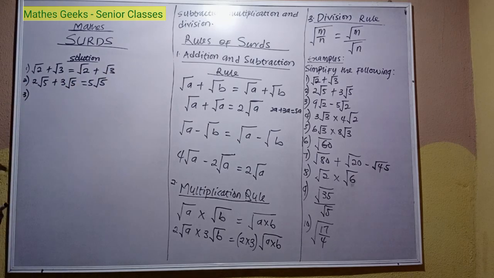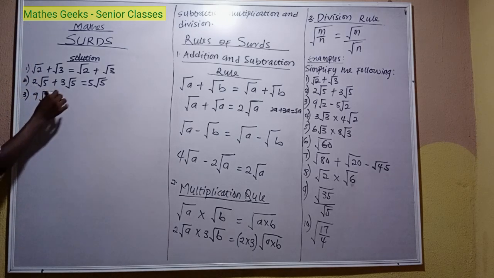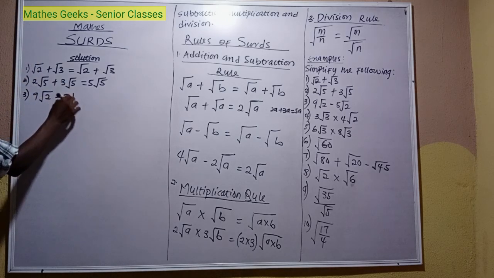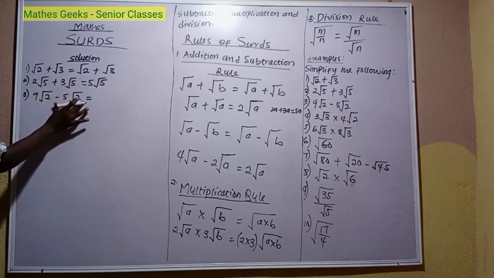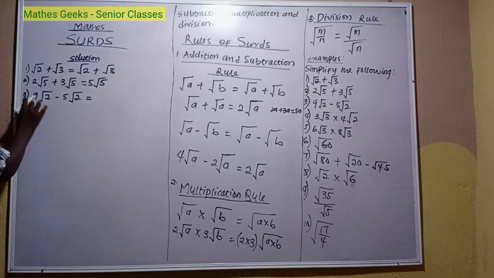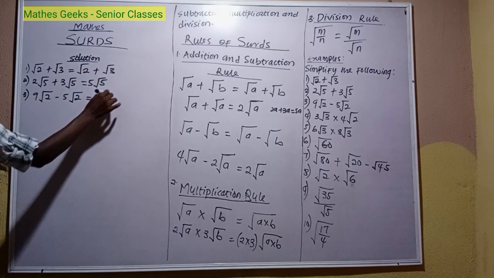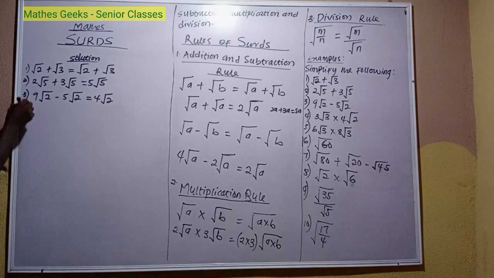Number 3, 9 root 2 minus 5 root 2. Same condition here, we have like roots, so we can subtract. 9 minus 5 is 4, so that is 4 root 2.